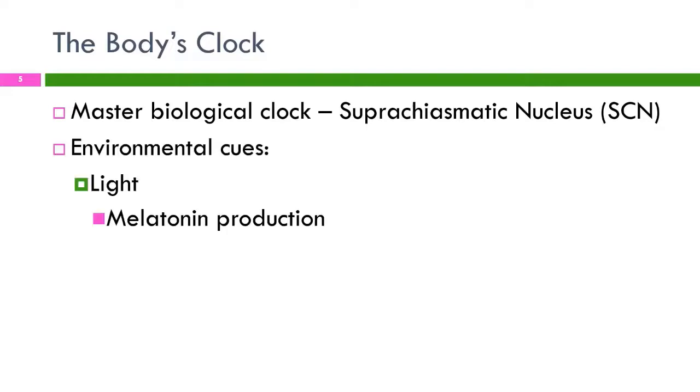A lot of this is based on environmental cues like light. So obviously, if it's dark out or dark in the room you're in, this tells you, okay, go to bed. Light will reduce melatonin production, whereas darkness will tend to increase melatonin production. So if it's getting dark out or in your room, this is going to tell your body to release melatonin, which is going to make you sleepy.